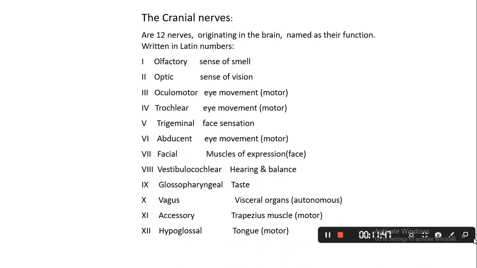The 11th, the accessory nerve, is a motor nerve specialized to the trapezius muscle. Those muscles are on both sides of the shoulder. The 12th nerve and the last is the hypoglossal. It goes to the tongue, responsible for the movement of the tongue. We know that the tongue has the ninth one, the glossopharyngeal, for the taste, and the hypoglossal for the motor of the tongue, because the tongue is a very important organ in the human body, and also in animals. It has many functions.